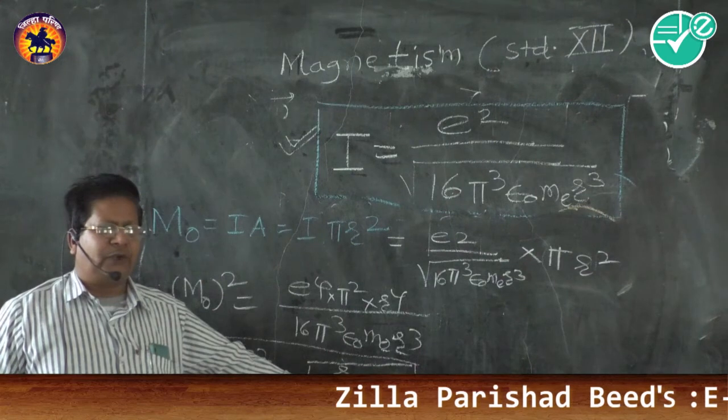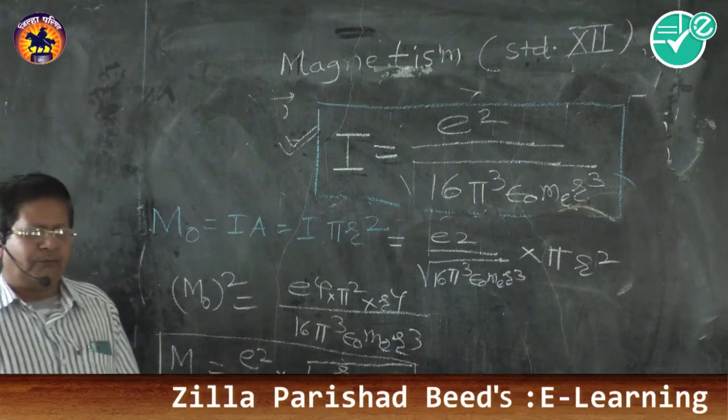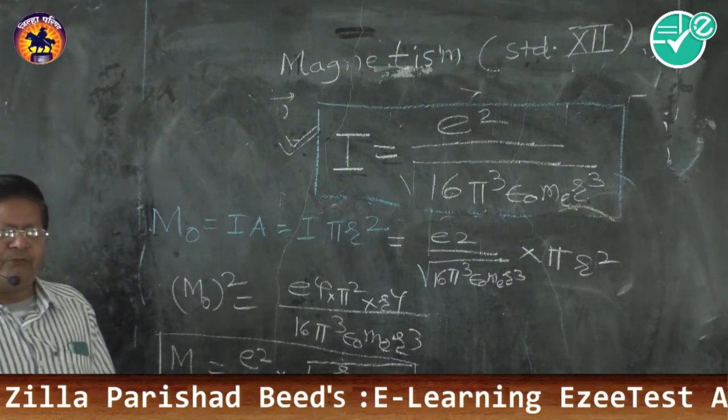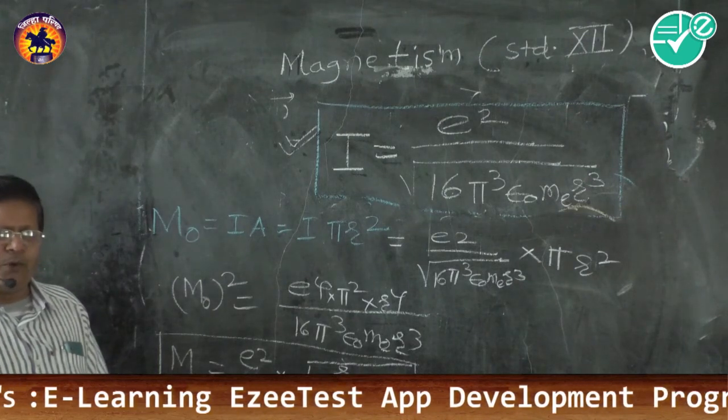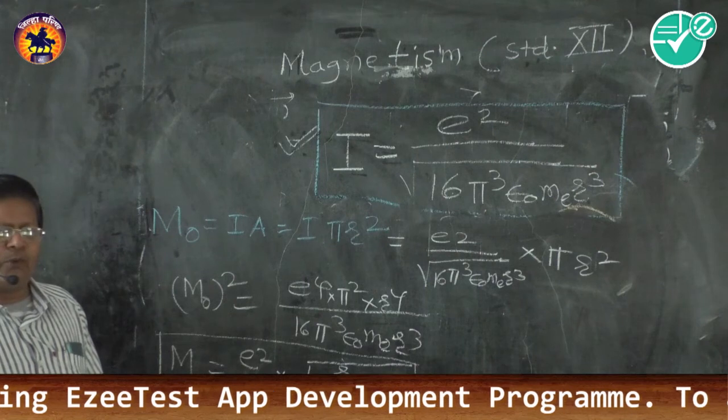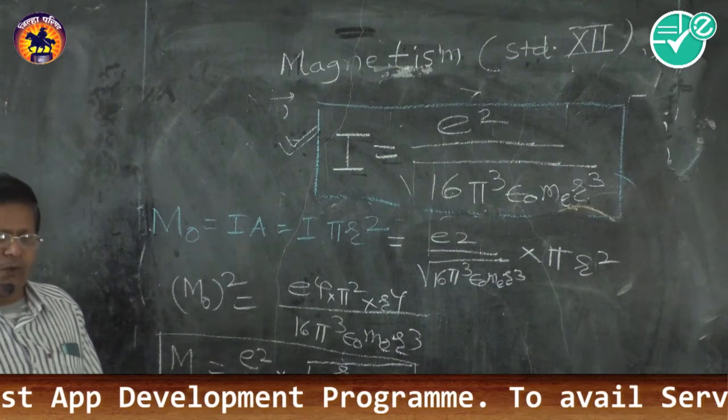So today we have studied two articles from magnetism. First one is that a circular loop behaves like a magnetic dipole, and the second is the magnetic dipole of a revolving electron.